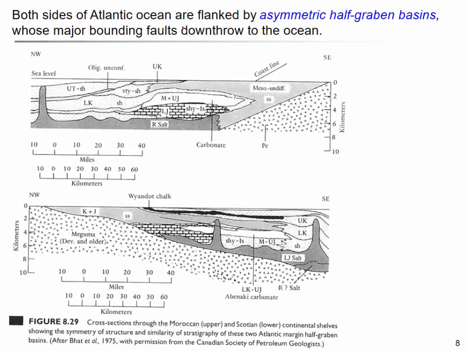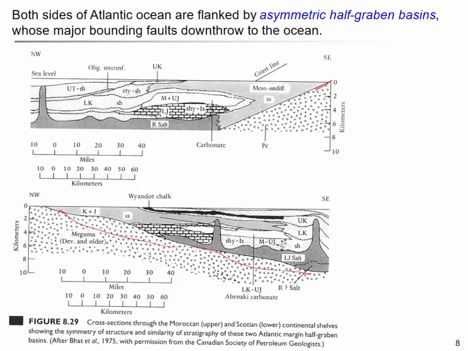The Atlantic Ocean is flanked by asymmetric half graben basins whose major bounding faults dip toward the ocean. So on one side, you have, where is this? So this is the basement, and you have a fault, right? And this is bounded by one fault, so it's an asymmetric half graben basin. And here also just one fault, so it's an asymmetric basin, and it's quite symmetric, right?